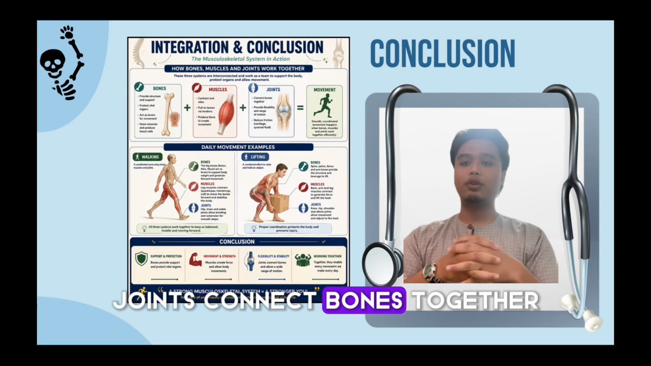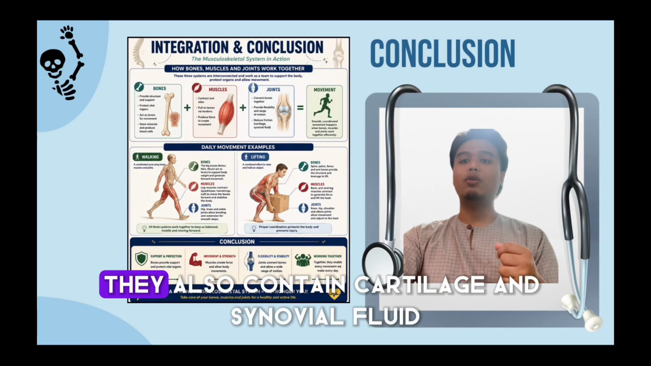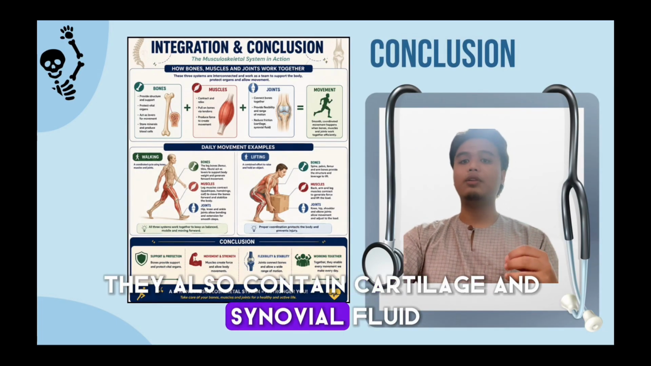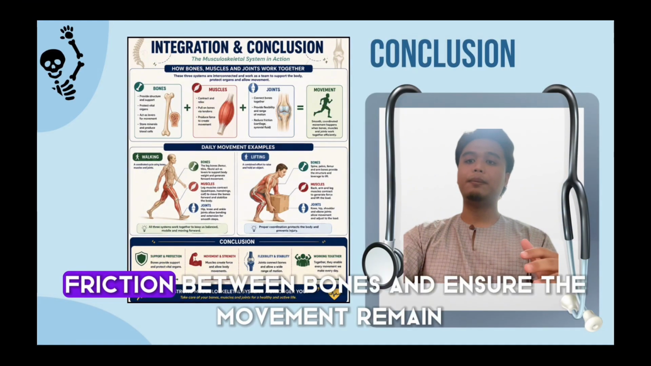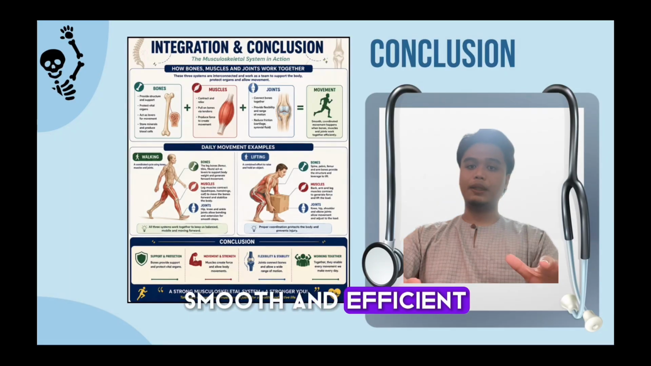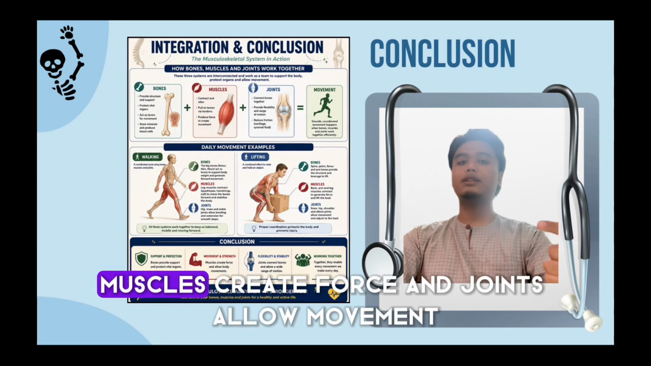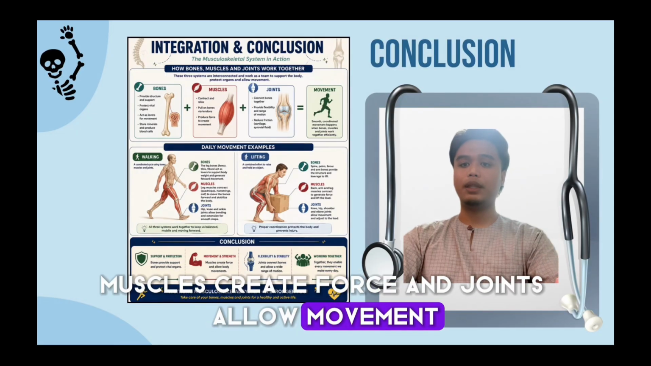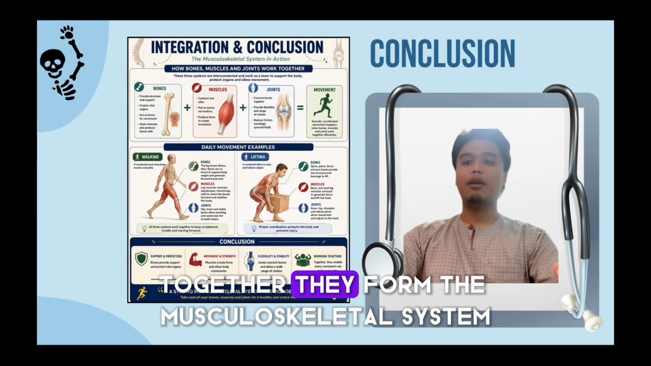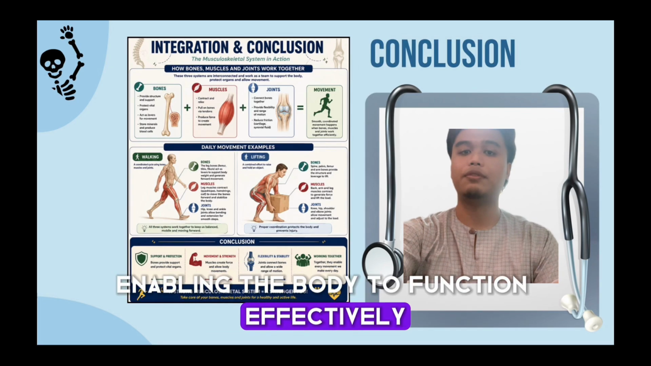Joints connect bones together, allowing flexibility and a wide range of motion. They also contain cartilage and synovial fluid, which reduce friction between bones and ensure the movement remains smooth and efficient. In simple terms, bones provide support, muscles create force, and joints allow movement. Together, they form the musculoskeletal system, enabling the body to function effectively.